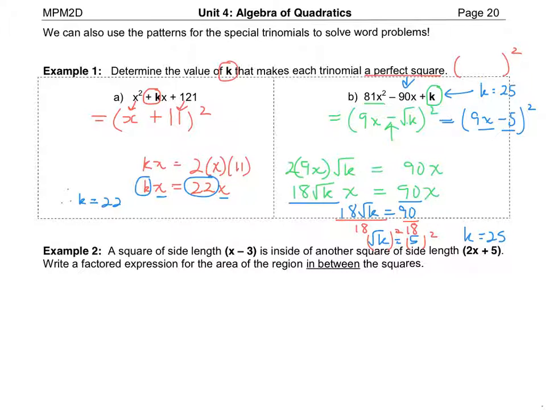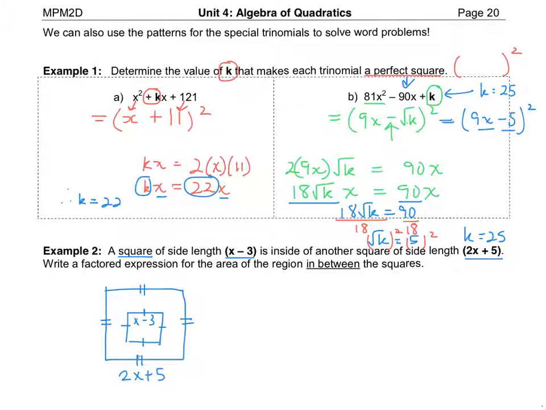Okay, so a square of side length, so square means all sides are equal in length, and each side is x take away 3. So I'll try and draw a nice little square here, and each side is equal, and each side's expression would be x take away 3. Now that square is inside of another square. So do my best here to draw another square, and its sides are all equal because it's a square, and its sides all can be expressed as 2x plus 5.